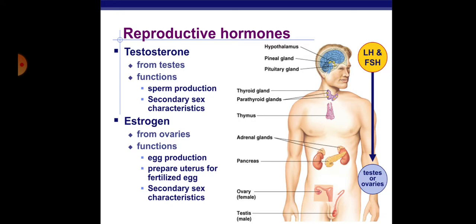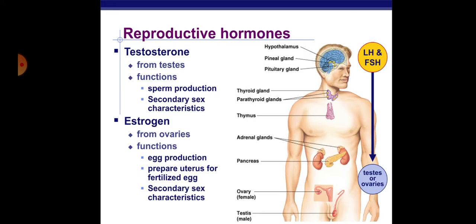The second reproductive hormone is estrogen, which is secreted by the ovaries in the female, and its main function is egg production and to prepare the uterus for the fertilized egg, and also for the development of secondary sexual characteristics in the females at puberty.